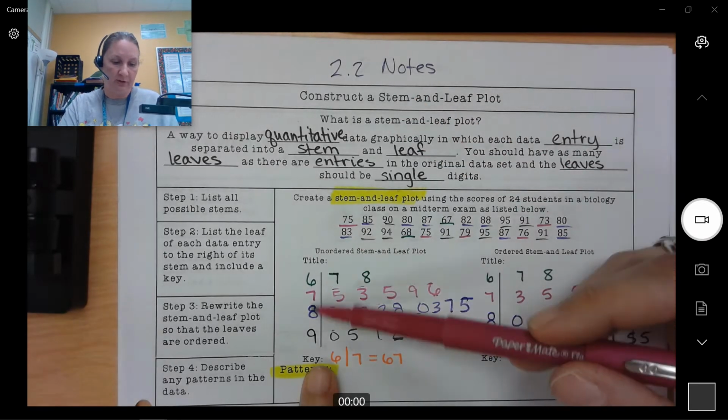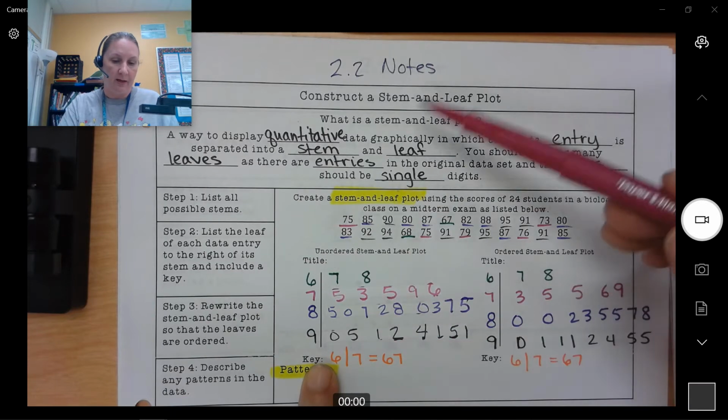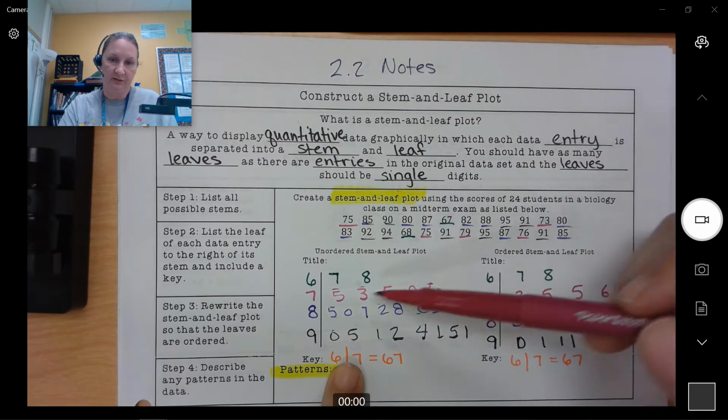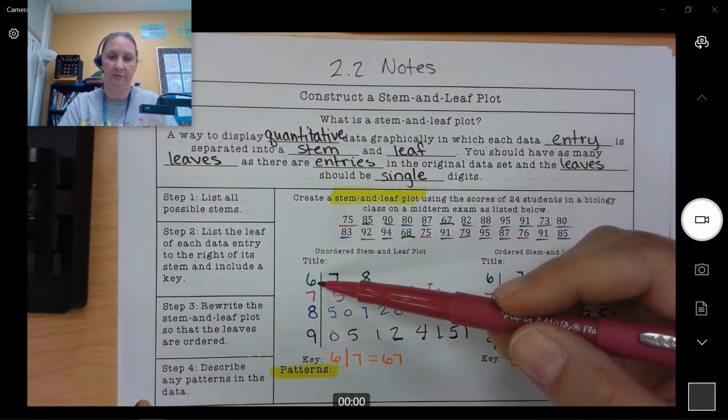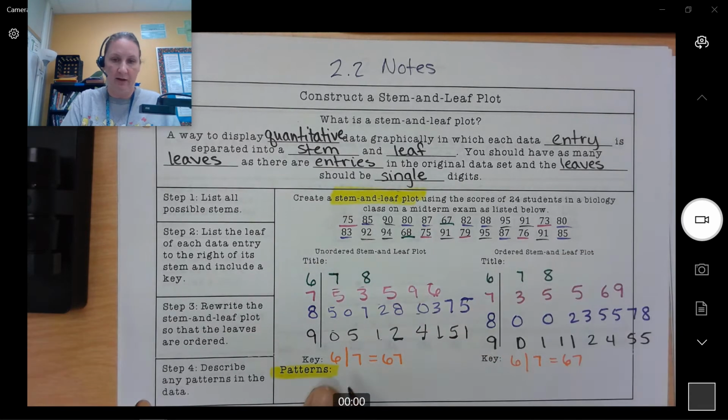Stem is referring to the first number before the bar, and the leaf is referring to all the numbers after the bar. The leaves actually are like the ones place, and the stems are like the tens place. You know that by looking at your key. Sometimes the stem at that bar represents a decimal. Sometimes it represents a place value.